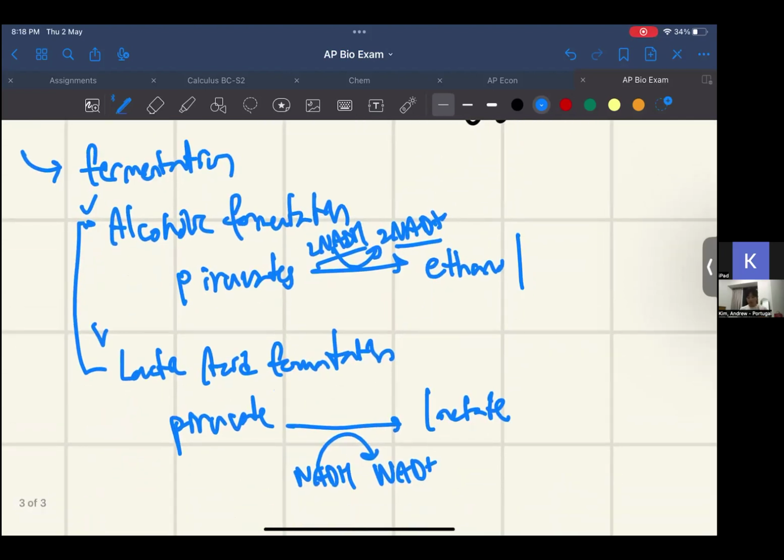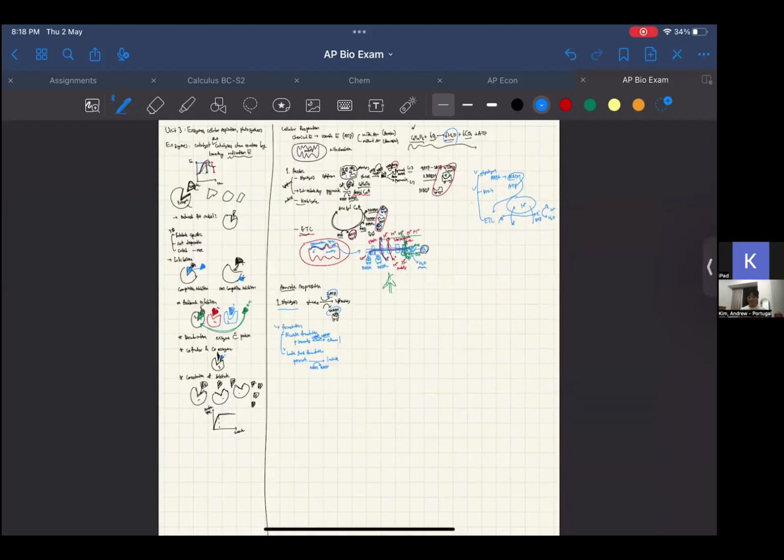And there are two different types of fermentation. First is alcoholic fermentation. Second is lactic acid fermentation. Both fermentations change pyruvate to something else, whether that's ethanol or lactate. And in that process of changing, you also convert NADH into NAD plus, which is less toxic to your body. That is it for anaerobic and aerobic respiration.